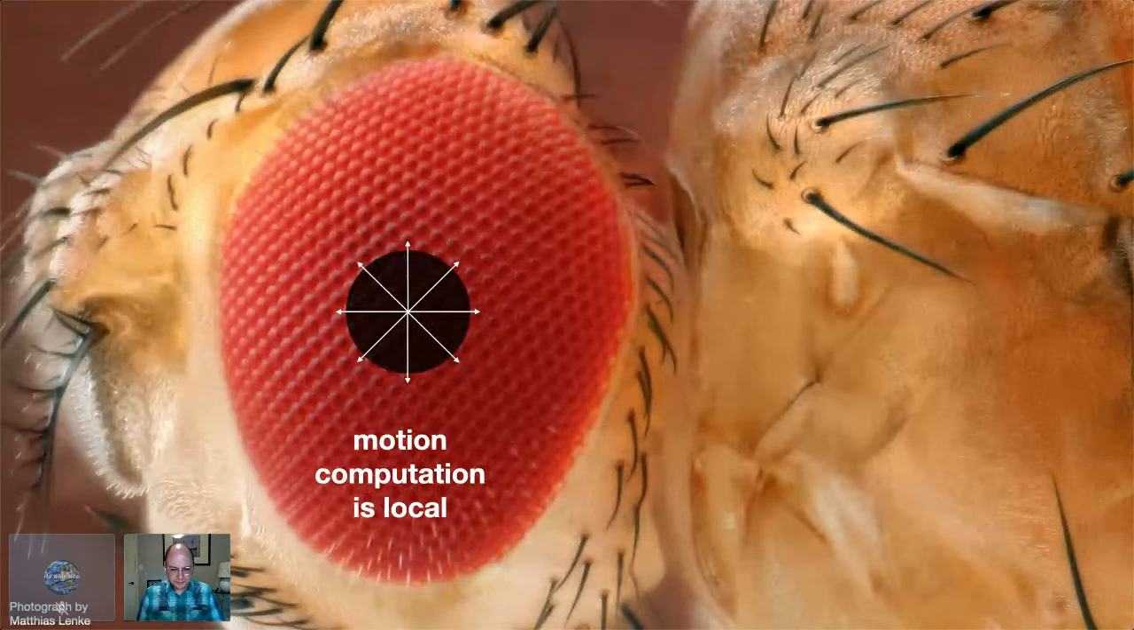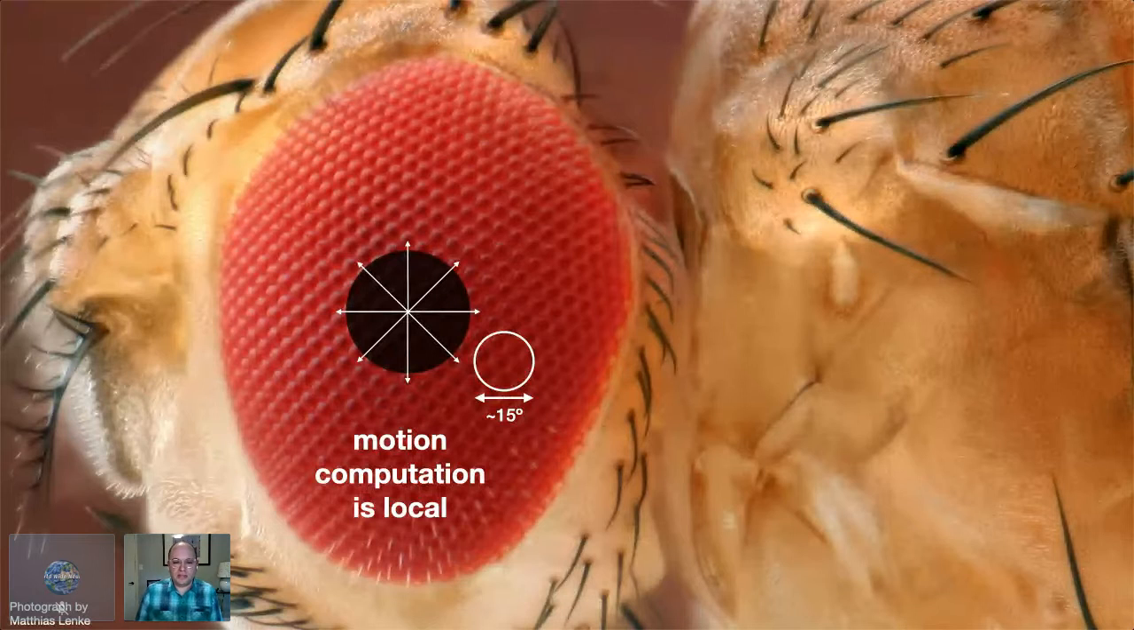And so what we've known for a long time in insects is that the motion computation is local. And what we mean by that, and this was arrived at through behavioral experiments in the 50s, pioneered by Hassenstein and Reichardt, is that the motion detection itself is carried out in a very small neighborhood on the eye. And so for fruit fly, that is something on the order of about 15 degrees, a little disc with a diameter of about 15 degrees.